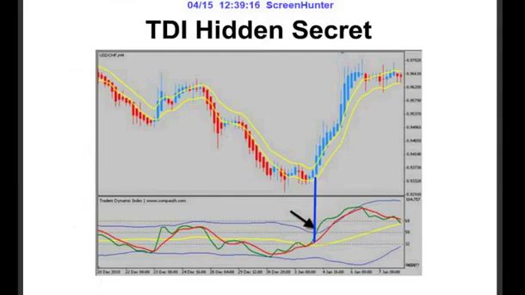And then look at this guy. He goes for another 1, 2, 3, 4, 5, 6, 7, 8, 9, 10, 11, 12. He almost goes 2 days here. Wow. Man, I wish I was in that trade.